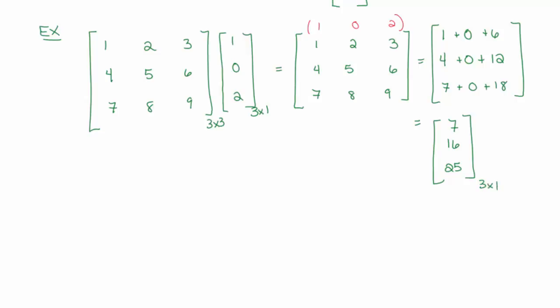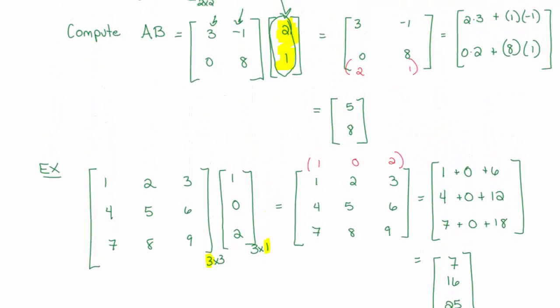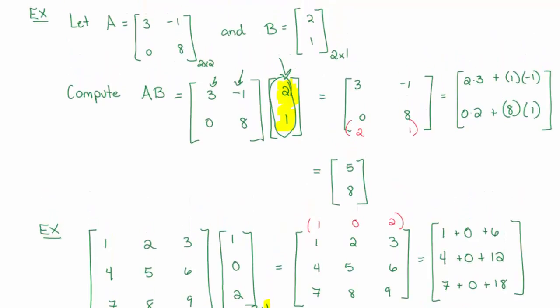That has everything to do with these outer dimensions. So scrolling back up, we had this 2 by 2 times a 2 by 1. Our answer, if you look at the outer dimensions, is a 2 by 1, which is exactly what this is. For this multiplication to be valid, though, the number of columns of this matrix here had to match the number of rows of that column vector, or I'm sorry, column matrix.